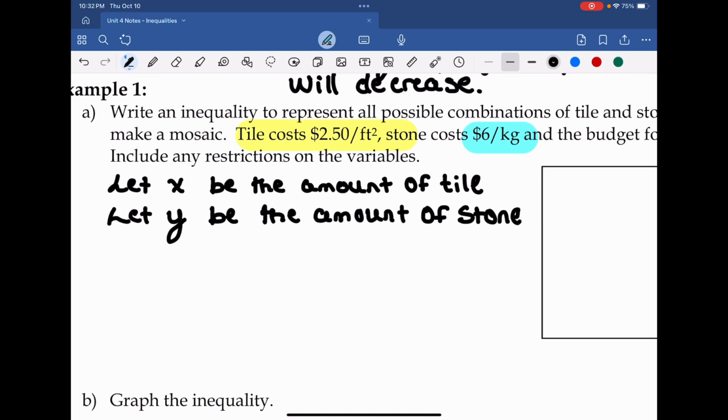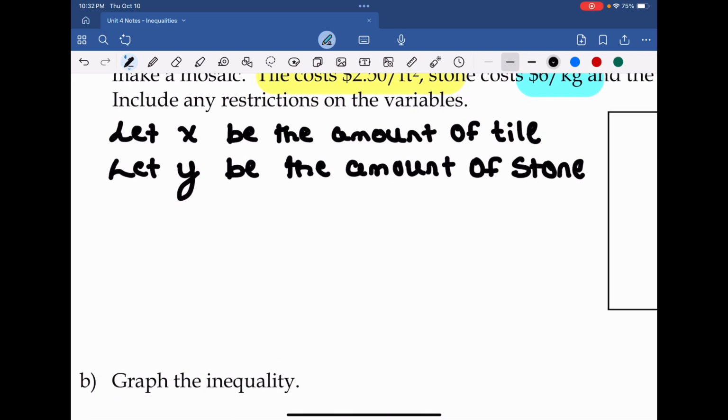Perfect. If we define these clearly, now what we know is when we build out our equation in terms of x and y's, we have a definition of we need a certain amount of x and a certain amount of y, and that will build out our combination. Now, here's what our inequality looks like.